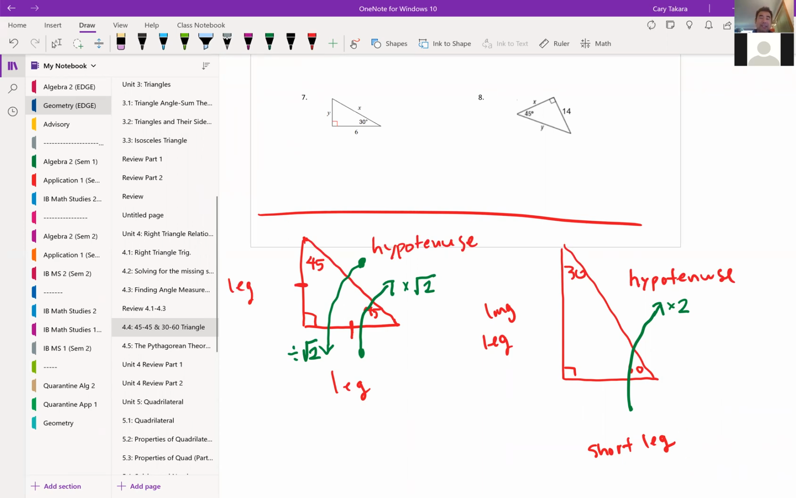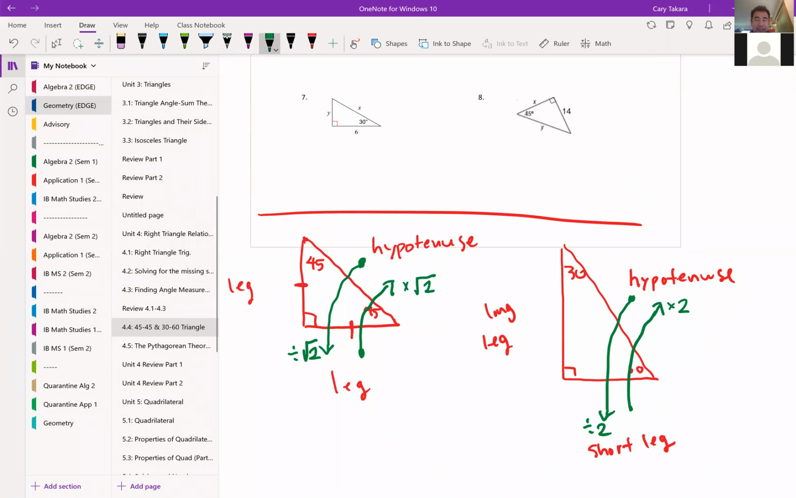Hypotenuse is always double of short leg. Now, what if you do know the hypotenuse, but you want to get back to short leg? Then what do you think you have to do? You have to divide by 2.